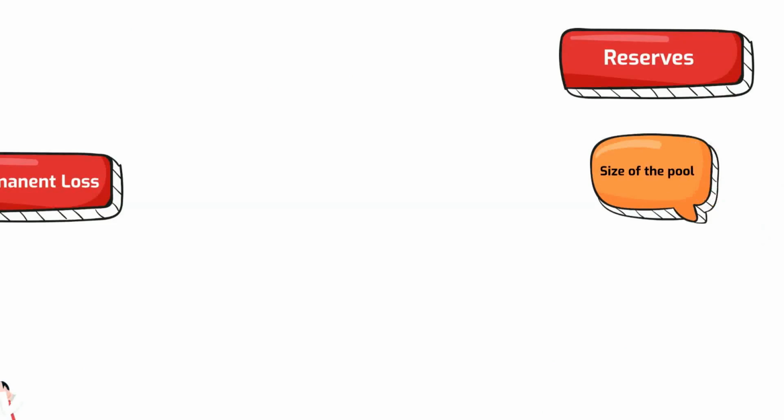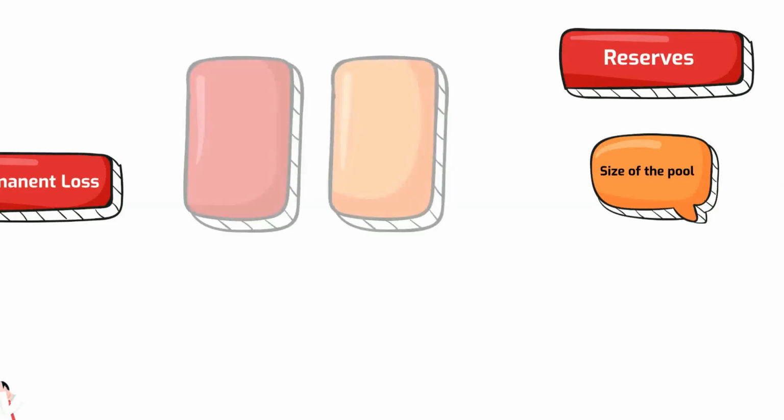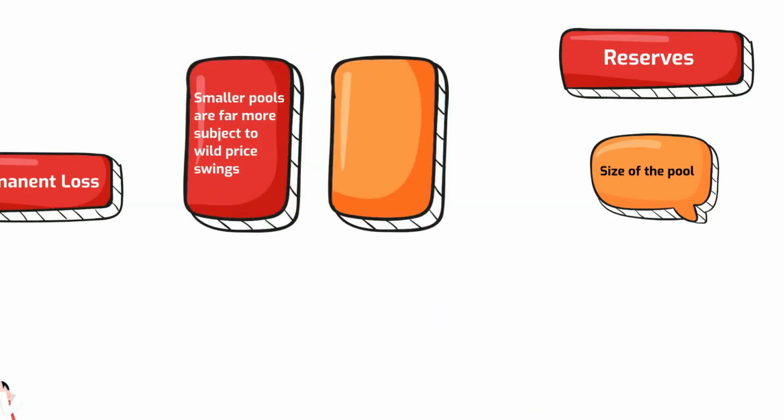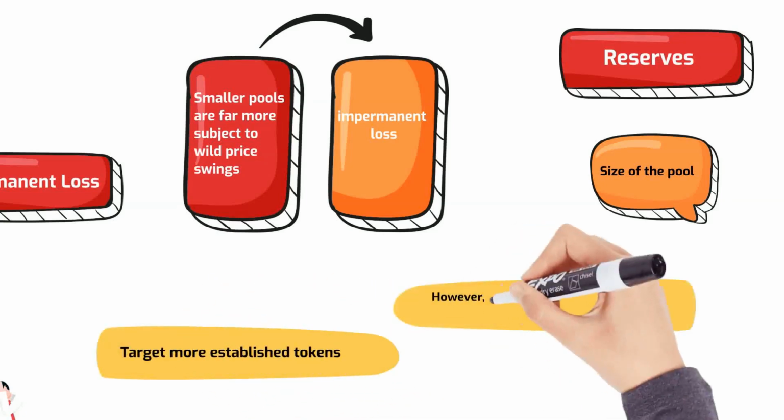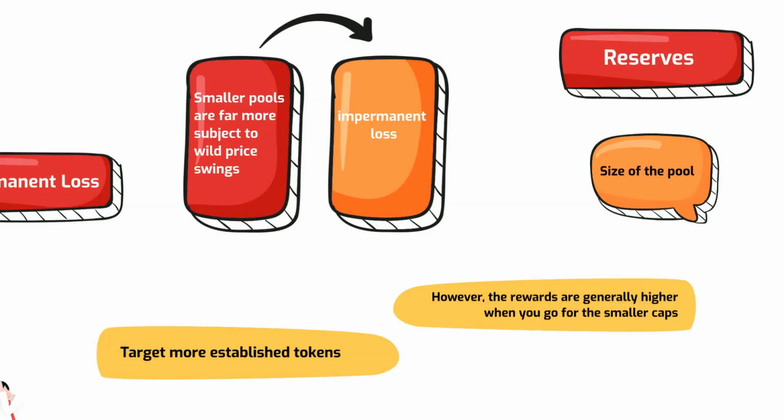The size of the pool is also a very significant consideration. Smaller pools are far more subject to wild price swings, which will leave you vulnerable to impermanent loss. So, it is best to target more established tokens. However, the rewards are generally higher when you go for the smaller caps.